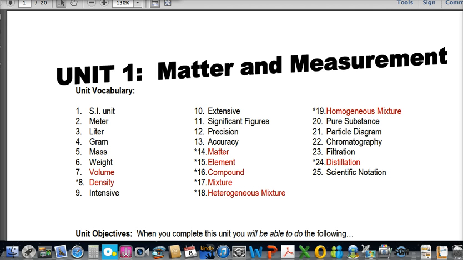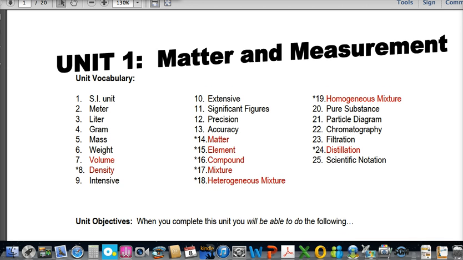The reason why some are red is because those are the real terms that you really need to know the definition for. The other terms, you're not going to really have to define them. They're more of a concept than a vocabulary term. But the ones that are in red, you should certainly be able to define. So let's go on.